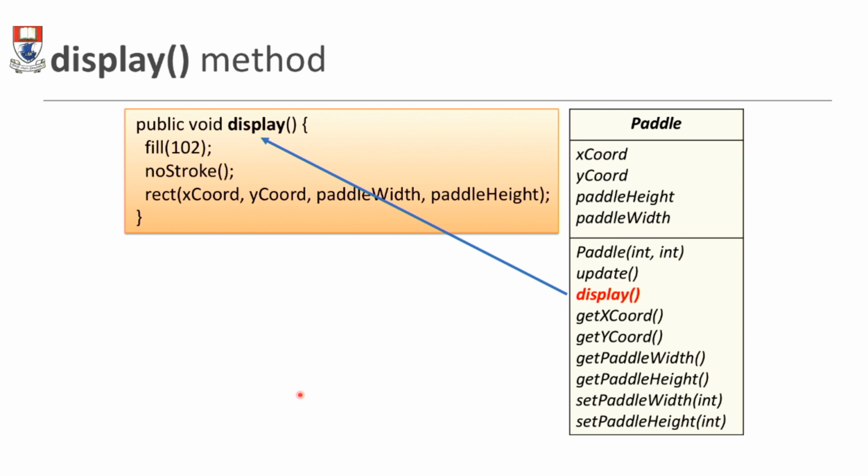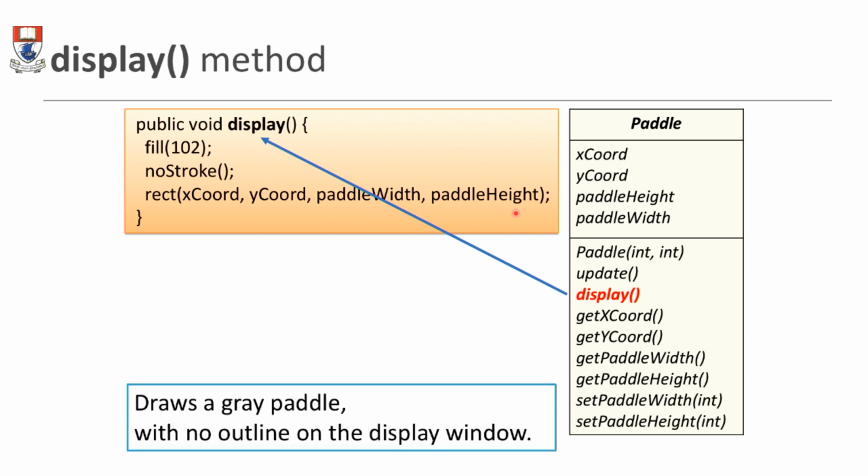So then we can display our paddle. Our paddle is a grey paddle, so hence the 102. It doesn't have any stroke because there's no border around it. And we just draw a rectangle using the X and Y coordinate, the paddle width and the paddle height, all specified in the private member fields. So this draws a grey paddle with no outline on the display window.